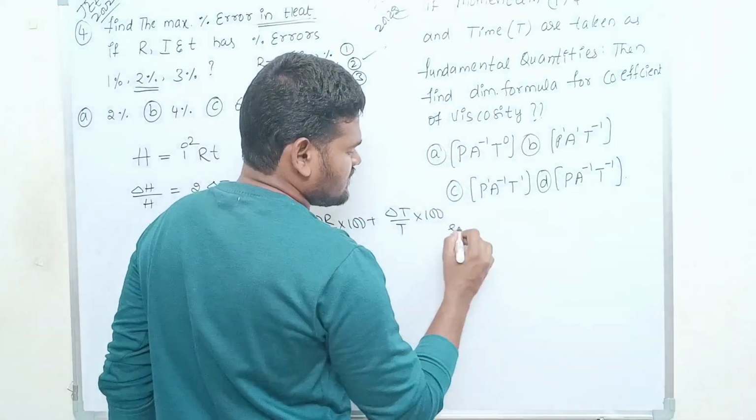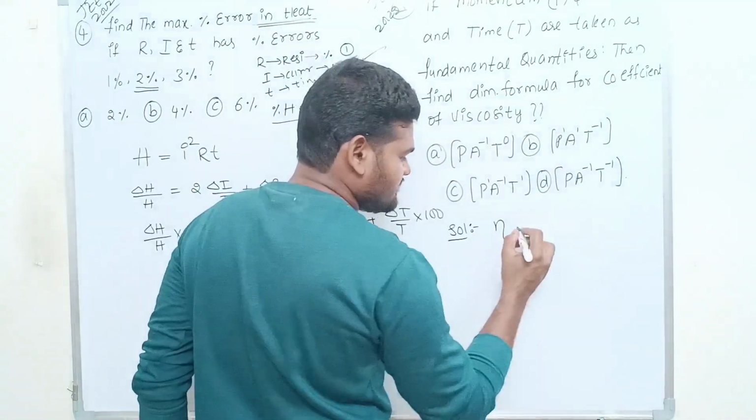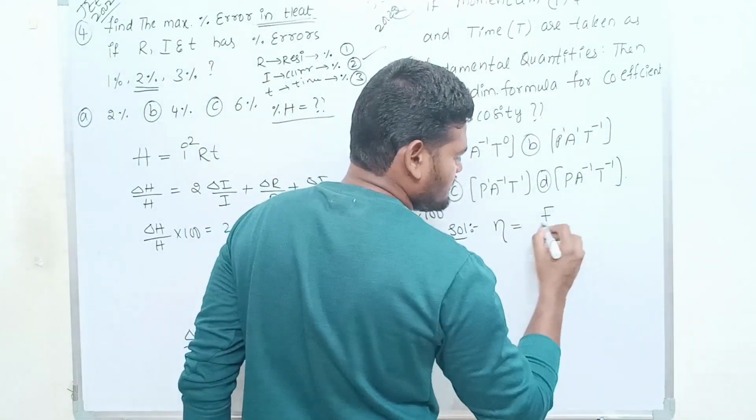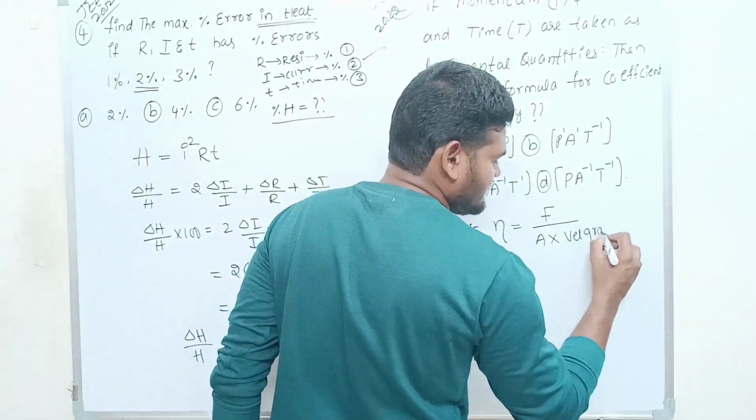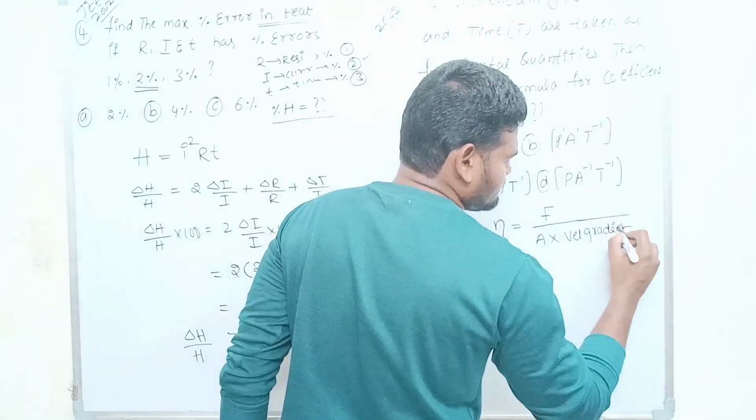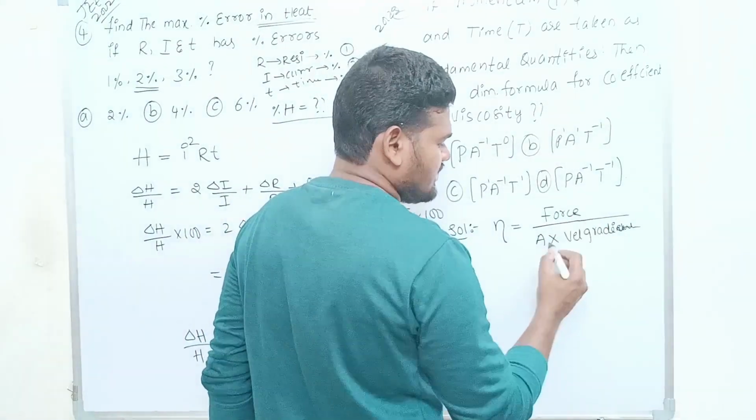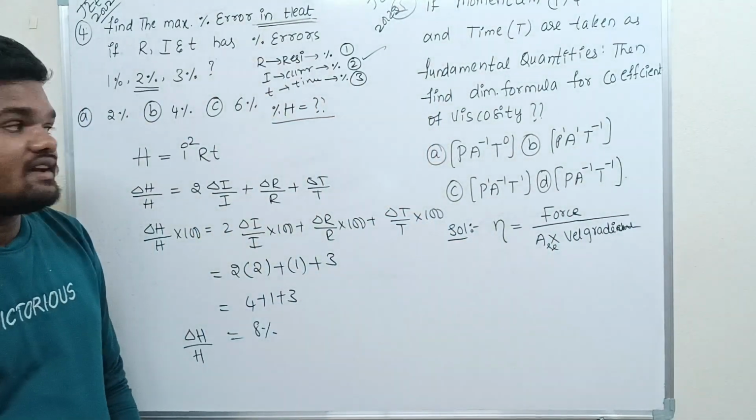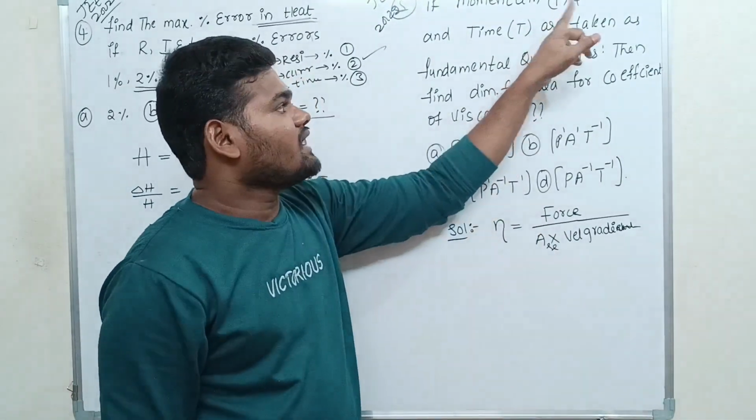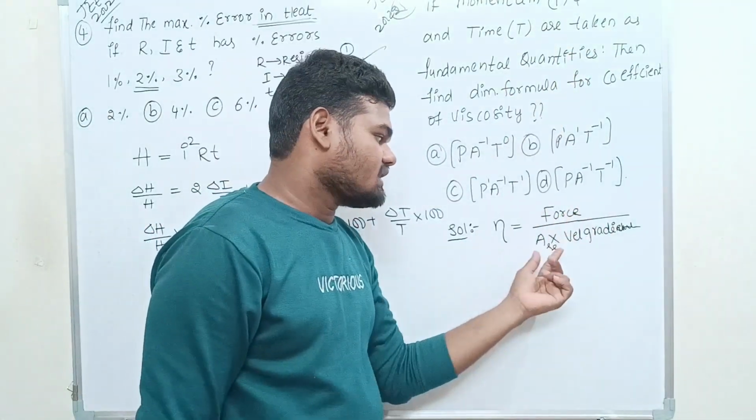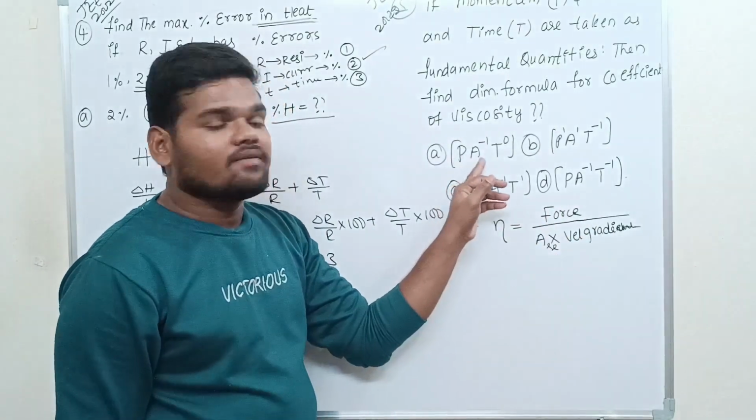Have a look. I know the formula for the coefficient of viscosity. So the coefficient of viscosity eta is equal to force divided by area into velocity gradient. Okay, so this is the formula for the coefficient of viscosity. The options are given in terms of momentum, area and time, but here we have force, area and velocity gradient. We have to convert these quantities into momentum, area and time t.